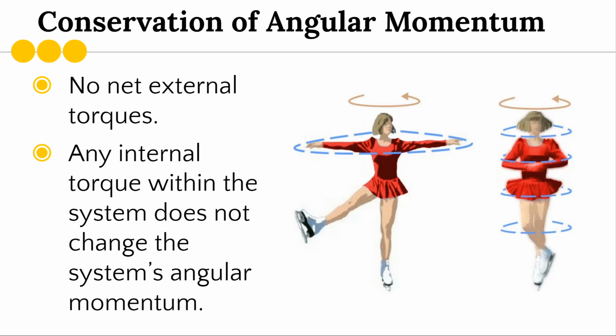Okay, now if the skater were to do something like this and extend her leg, that is of course part of her, and is therefore part of the overall system, and so that would be an internal force to the system, and it is something that skaters do. But those internal torques within the system do not change the system's angular momentum.